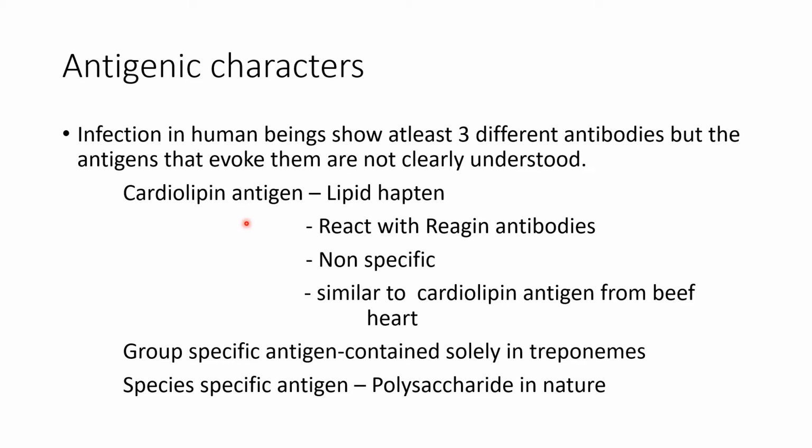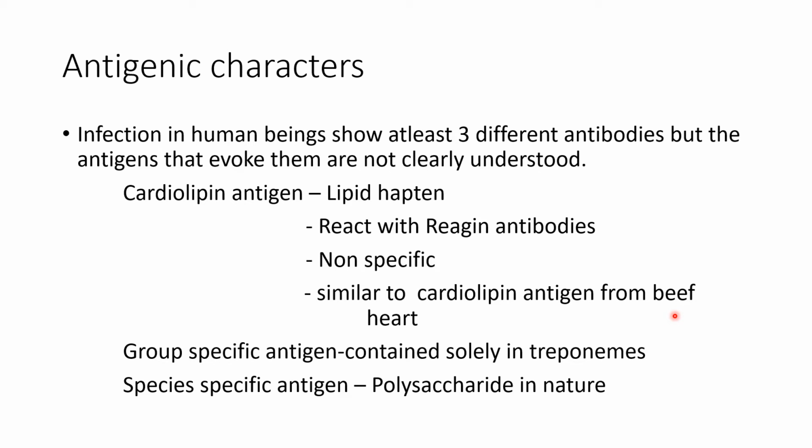Now, though this antigen elicits an immune response and gives rise to the production of antibodies in human beings, still this antigen is not very specific in nature. Specificity means that only a particular type of antibody reacts with the antigen. But this antigen is not very specific. That means these antibodies can react with some other antigen also, apart from this antigen taken from Treponema. Which antigen do they react with? These reagin antibodies can react with another antigen taken from beef heart.